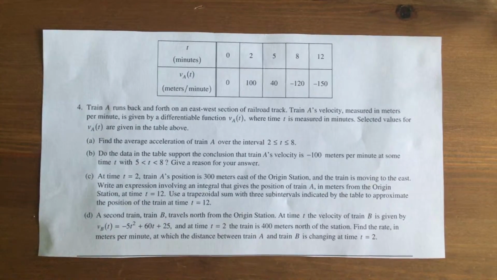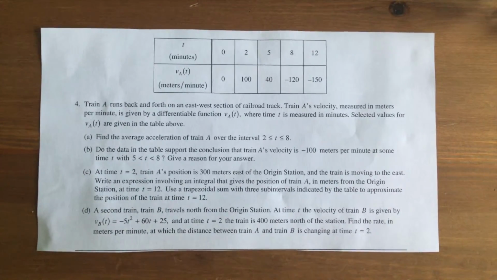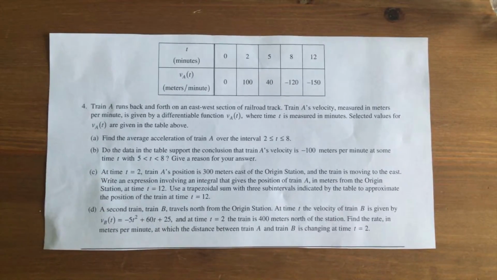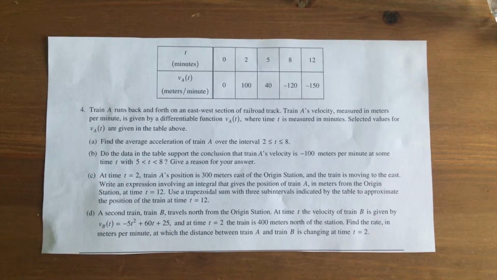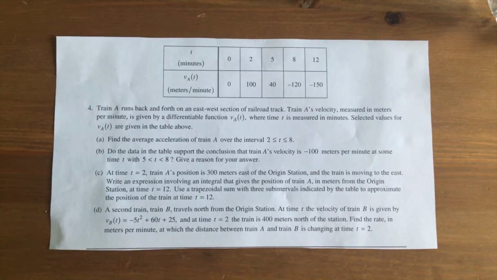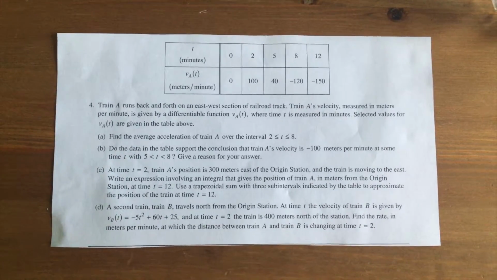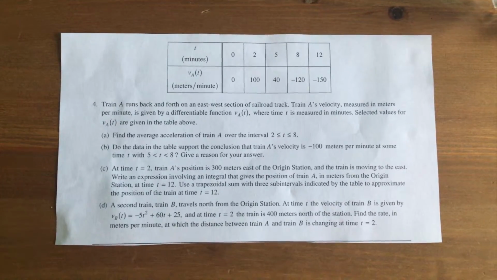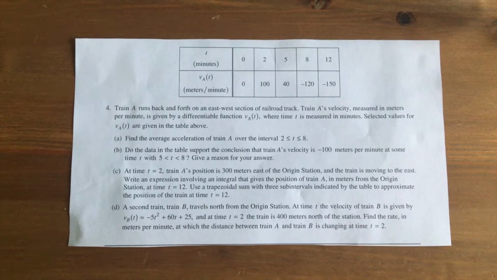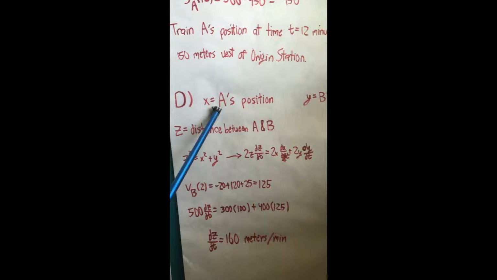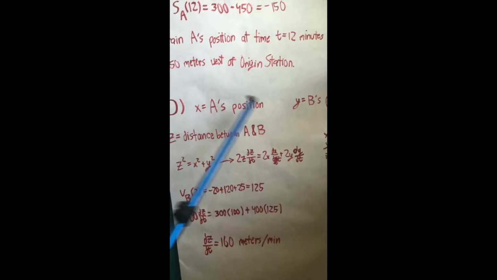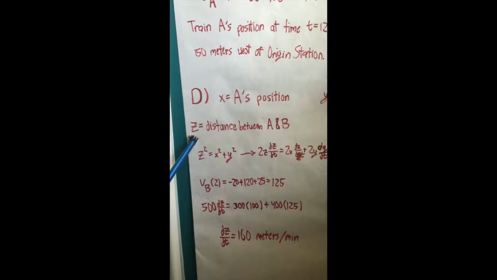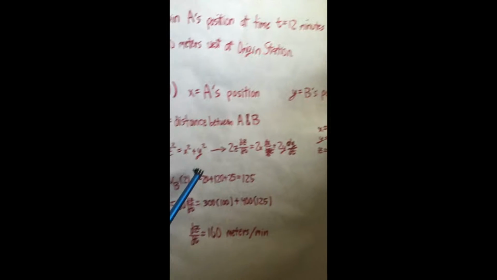Part D. A second train, train B, travels north from the origin station. At time t, the velocity of train B is given by VB of t equals negative 5t squared plus 60t plus 25. And at time t equals 2, the train is 400 meters north of the station. Find the rate in meters per minute at which the distance between train A and train B is changing at time t equals 2. Let x equal train A's position, let y equal train B's position, and let z equal the distance between train A and train B.